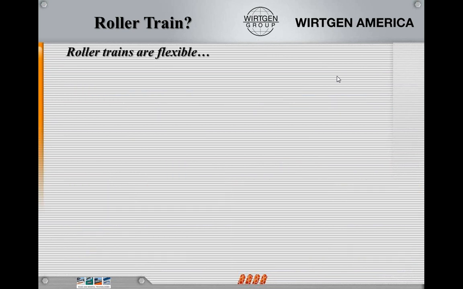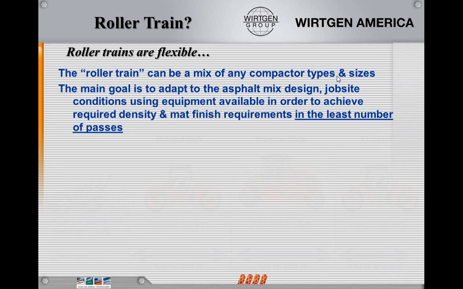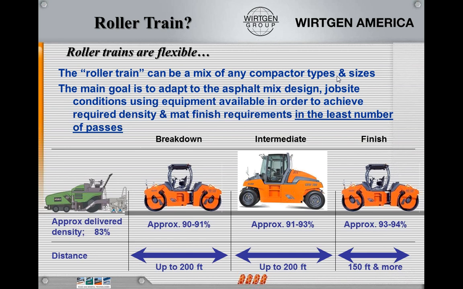Now, with that being said, they're also very flexible. Some locations do require the use of a rubber tire roller. So sometimes the secondary roller is a rubber tire roller in the roller train. The same thing applies, and we still don't want to try to achieve everything with the breakdown roller, but we want to make sure that we can get some compaction with the secondary and third roller as well.